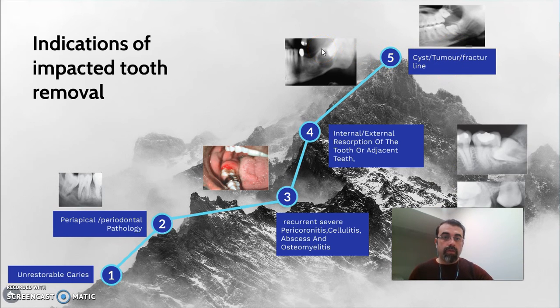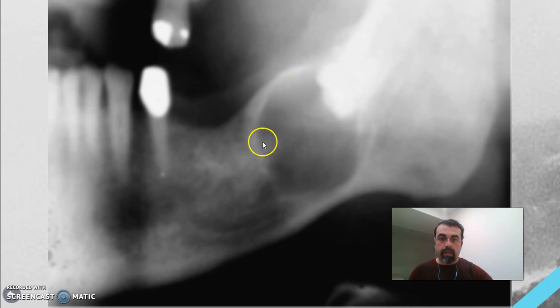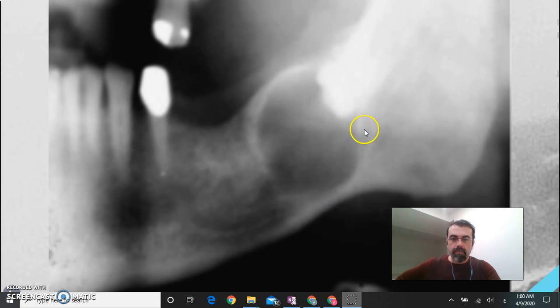Any pathology: cyst, tumor, fracture. Here we have a cystic lesion adjacent to the crown of the tooth. Again, if we see a pathological lesion like this one, which is mostly a dentigerous cyst, as you can see, the cyst lining starts from the CEJ of the tooth and circles the crown, and the tooth is impacted. It is a typical case scenario for the dentigerous cyst. So again, this is a strong indication to remove the tooth plus the cyst.